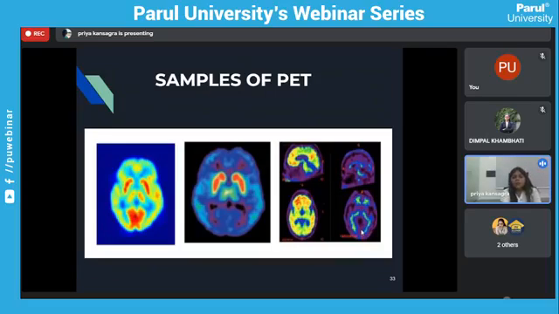As you can see, these are the samples of PET. In this we get a color image. We are able to detect in which area the small soft tissues are available, where the tumor is available, where it is located.